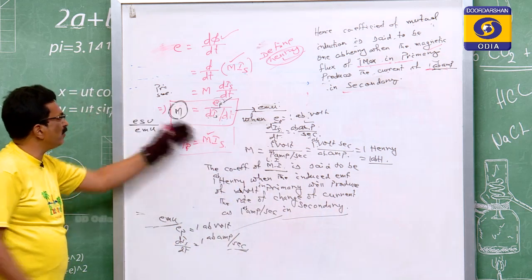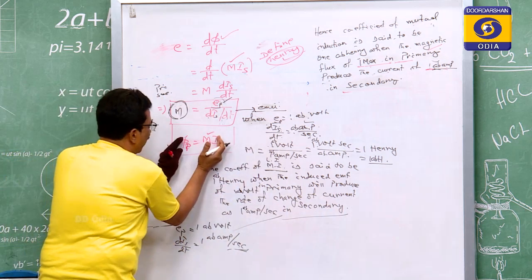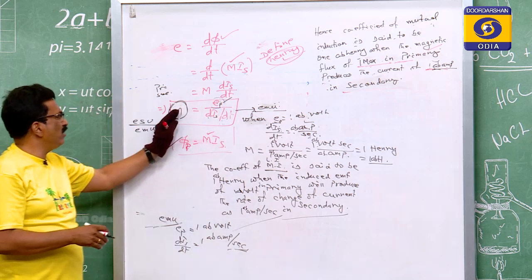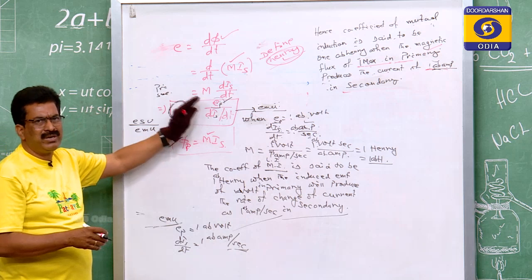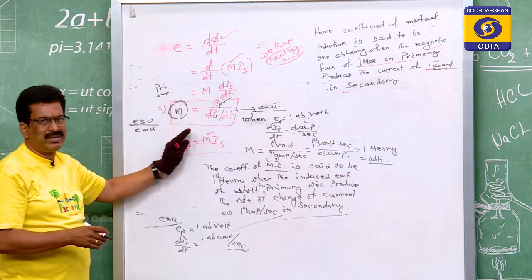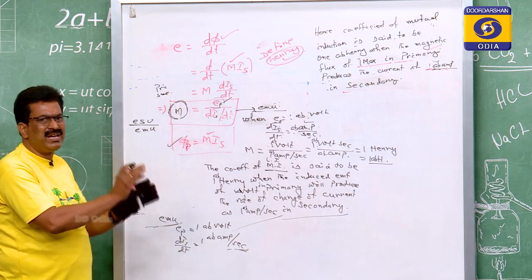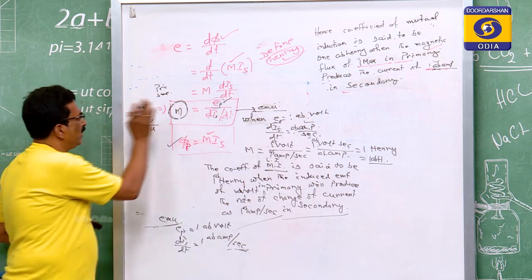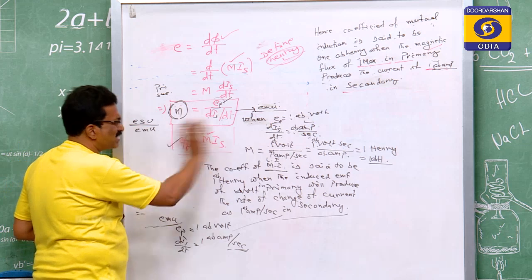So if you remember only these two formulas, and by taking the unit of the individual things, you can write what will be the unit of that one. Not only for this one, but for each and every mathematical expression, if you remember the unit and dimension, you can easily find out.